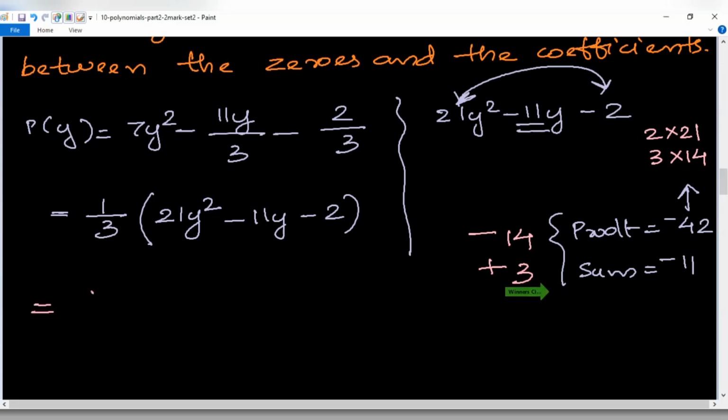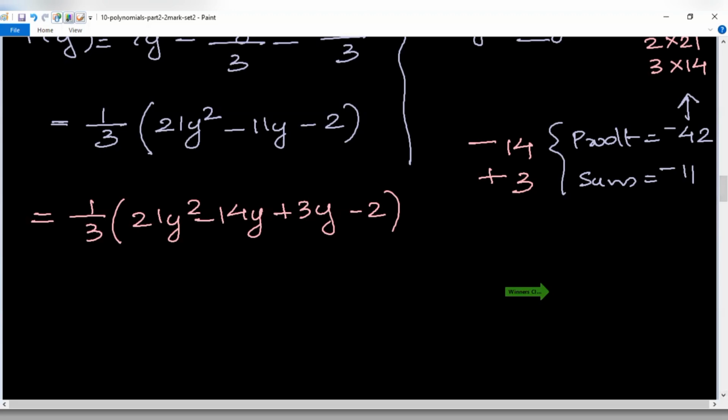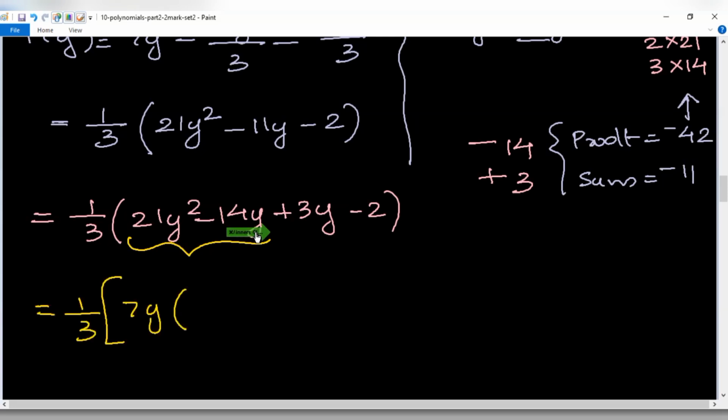Okay, that we will write as the next step, 1 by 3 into 21y square minus 14y plus 3y minus 2. Now, from the first two terms, we have to take the common term. Here 21y square and here 14y. So we know 7 is common there and y is also common there. So 7y is taken out from these two. So 7 taken out means 3 is left there. Y is taken from y square means y is there. Now here 7 is taken means 2 is there and y is already taken out. So it is like this.